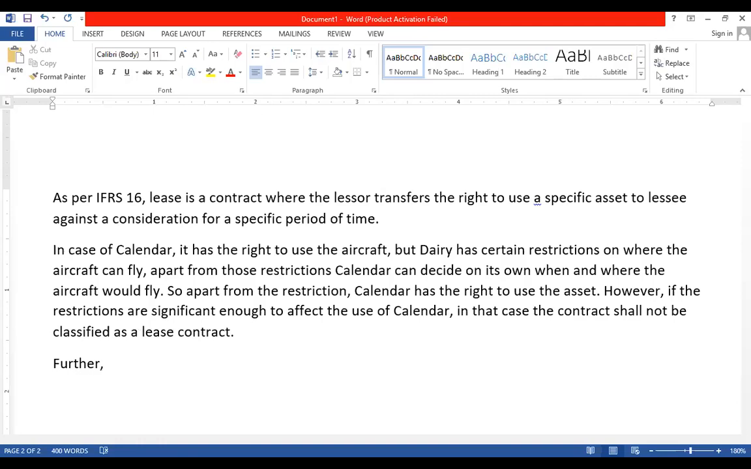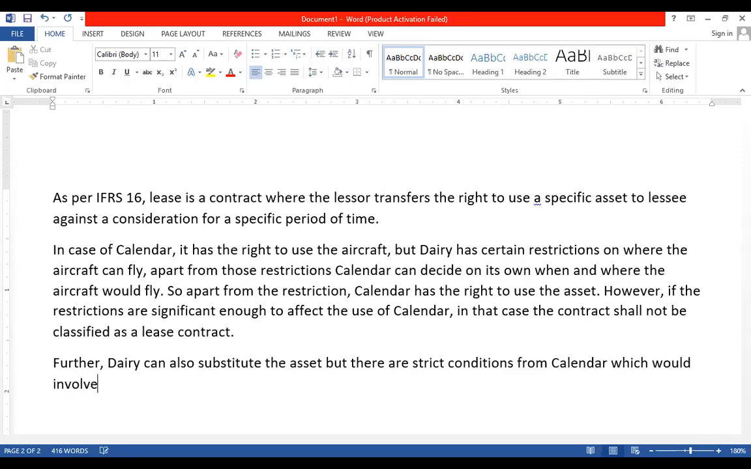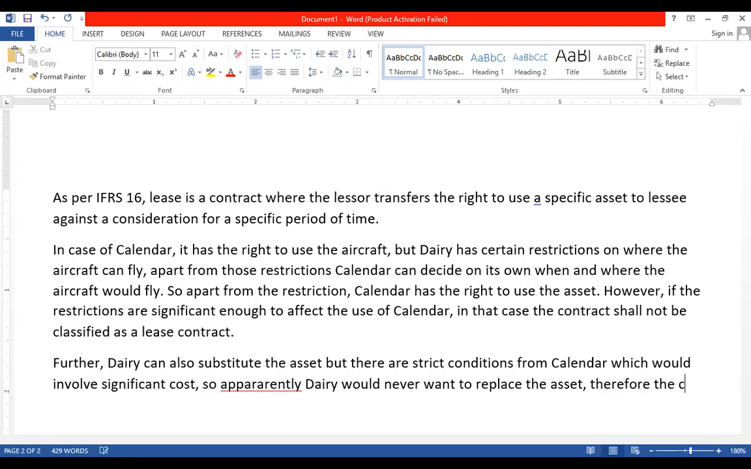Further, Diary can also substitute the asset, but there are strict conditions from Calendar which would involve significant cost. So apparently, Diary would never want to replace the asset. Therefore, the contract should be treated as a lease contract.